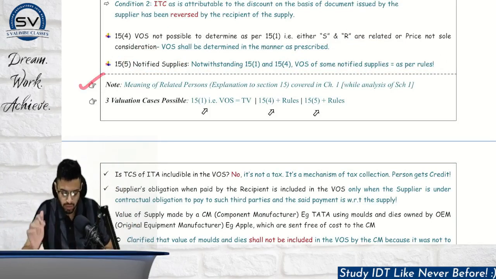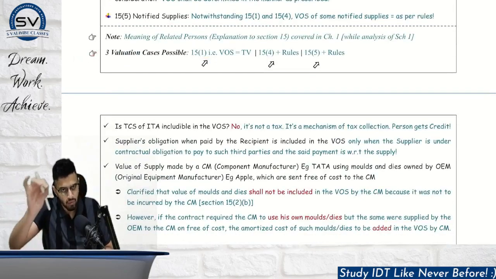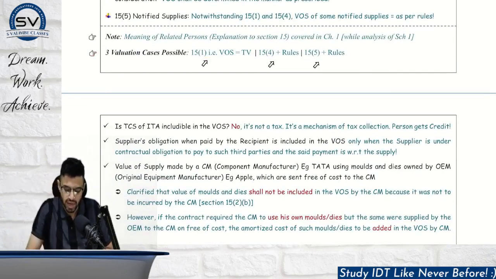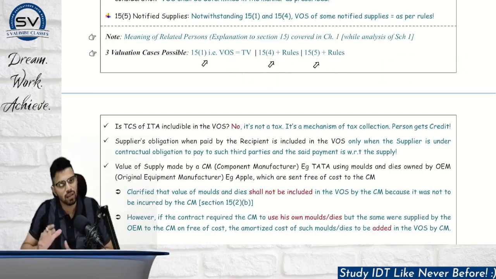Meaning of related person we have already done. So basically, three valuation cases are possible. One, 15 subsection 1, that is conditions are met. Value of supply will be the transaction value. Second, 15.4 with rules, basically conditions were not met. And 15.5 plus rules, basically these are the notified supplies. Hope this is clear. So these are the three instances that we are covering in this particular chapter.